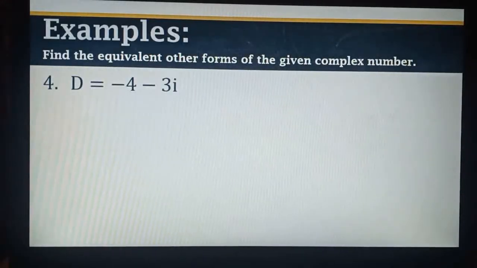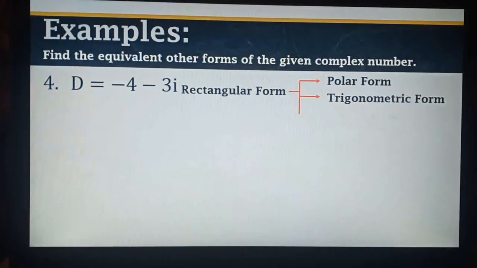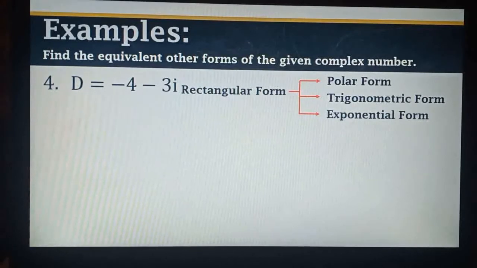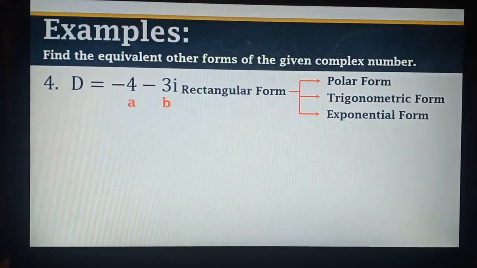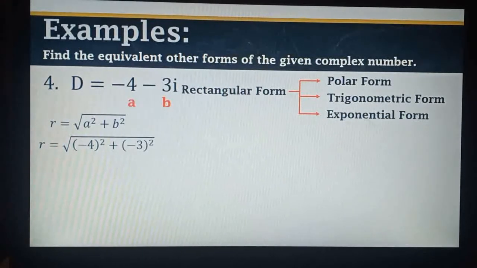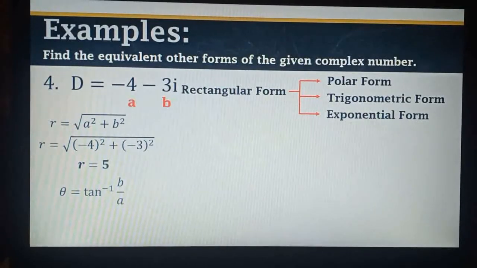Example number 4, you have negative 4 minus 3i. This is also rectangular form. You have to get the polar form, the trigonometric form, and the exponential form. A is negative 4 and B is negative 3. Computing for the r, that is the square root of negative 4 squared plus negative 3 squared. So r is also 5. Then for the theta, that is arctan of b over a. So you will have the arctan of negative 3 over negative 4.